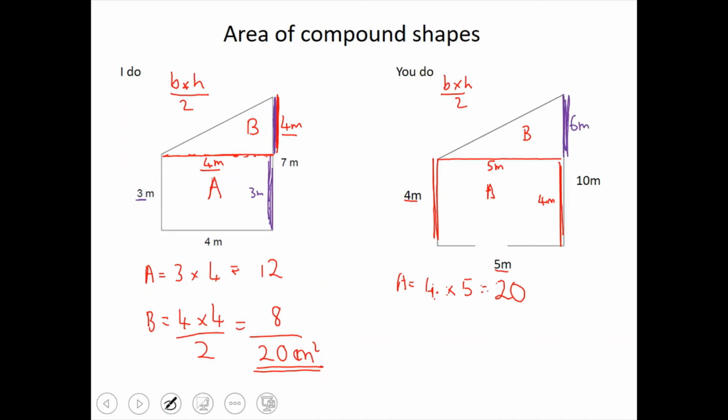Now we're going to work out shape B. Base times height, so it's going to be 5 times 6. Because it's a triangle, we have to divide it by 2. We should have 15. And all we're doing is adding shape A and B together, and you should have 35 meters squared.